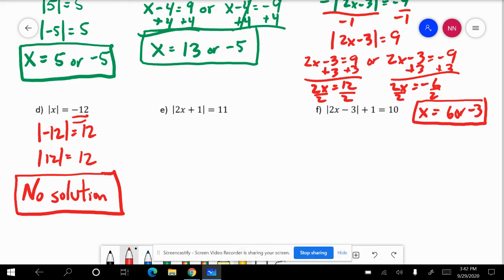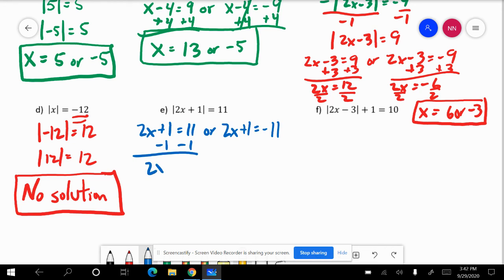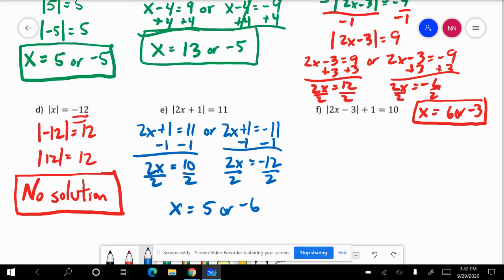Now looking at letter E, this is similar to what we did in B. We have the absolute value by itself, so we're going to write the two equations. The first one being 2x plus 1 equals 11. The second one being 2x plus 1 equals -11. So I'm going to subtract the 1. 2x is equal to 10. Subtract the 1, 2x is equal to negative 12. I'm going to divide each side by 2. And so I get two answers. X is equal to 5 or negative 6.